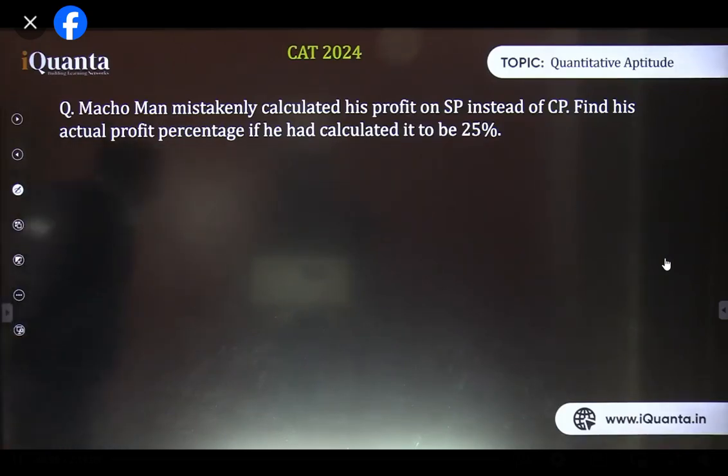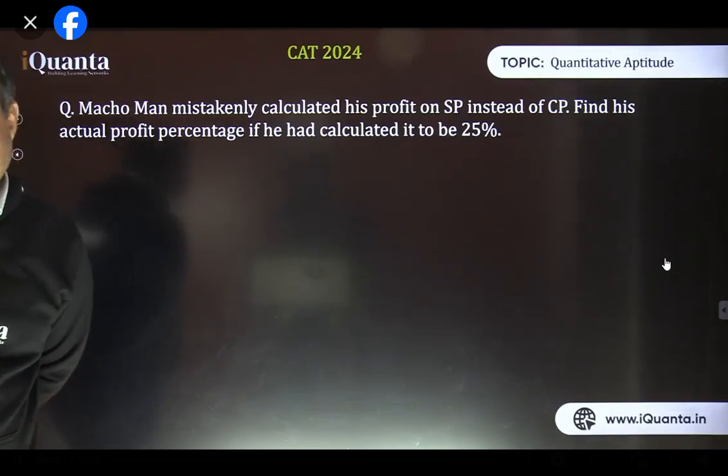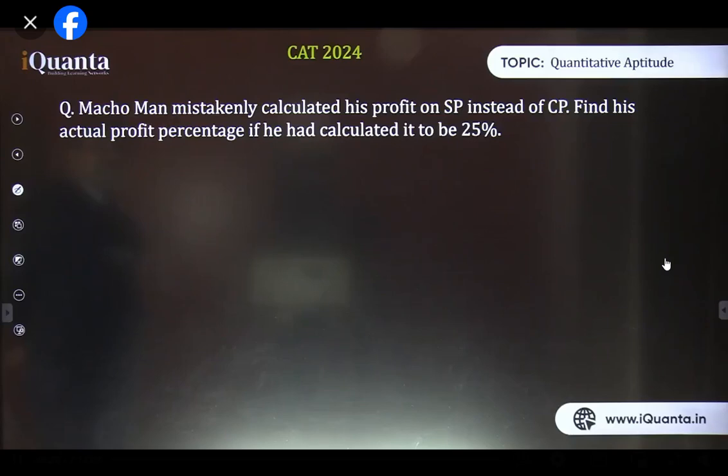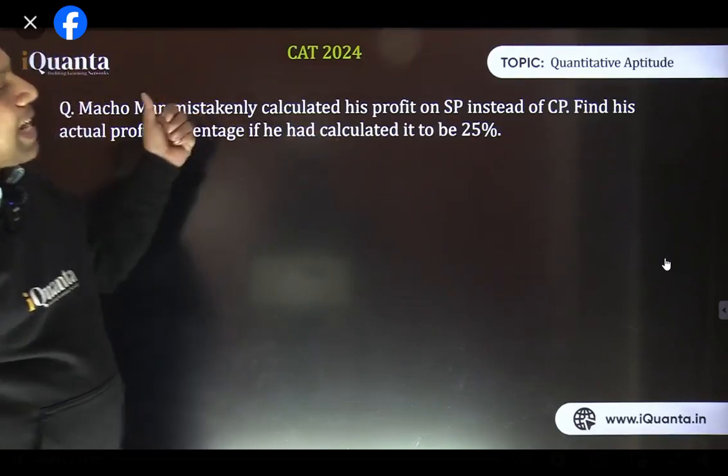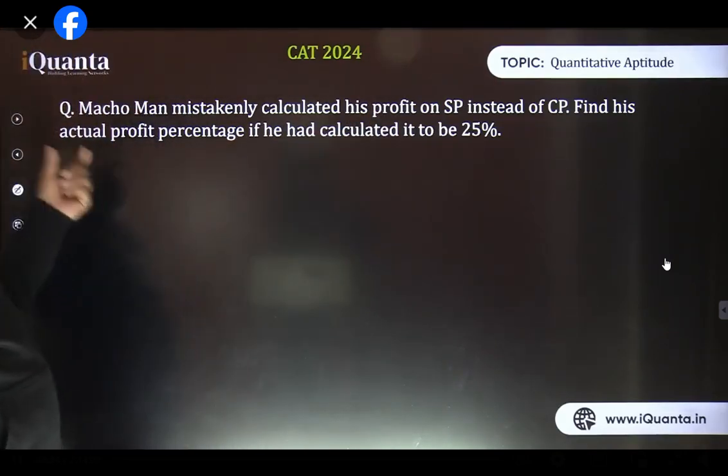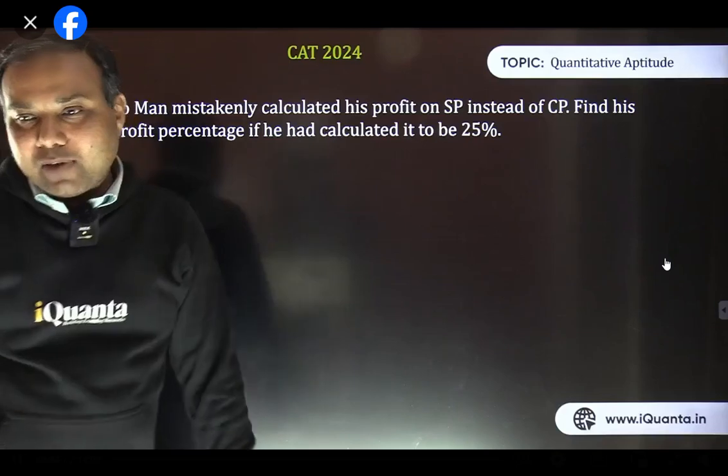Okay, I'm able to see many right answers here. Good. Yes, that's perfectly all right. 33.33%, that's the right answer. So Macho Man mistakenly calculated his profit on SP instead of CP. As we discussed earlier, profit used to be calculated on CP actually, but this person calculated profit on SP. So find his actual profit percentage if he had calculated it to be 25%.